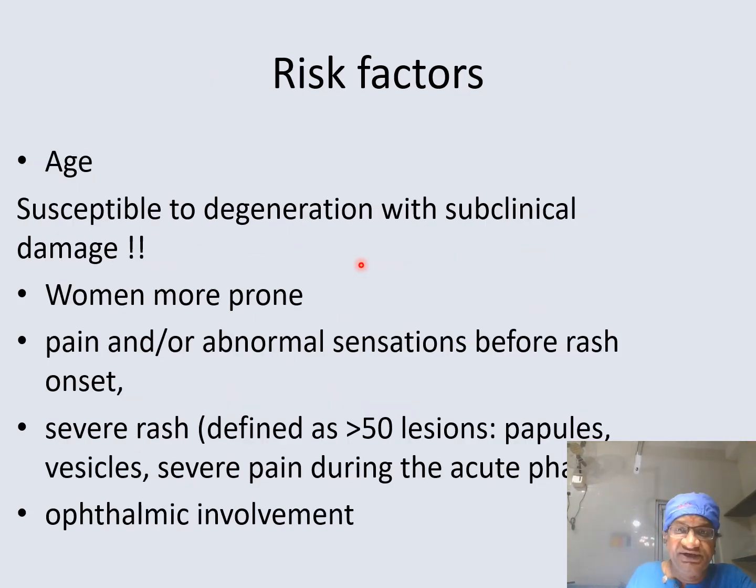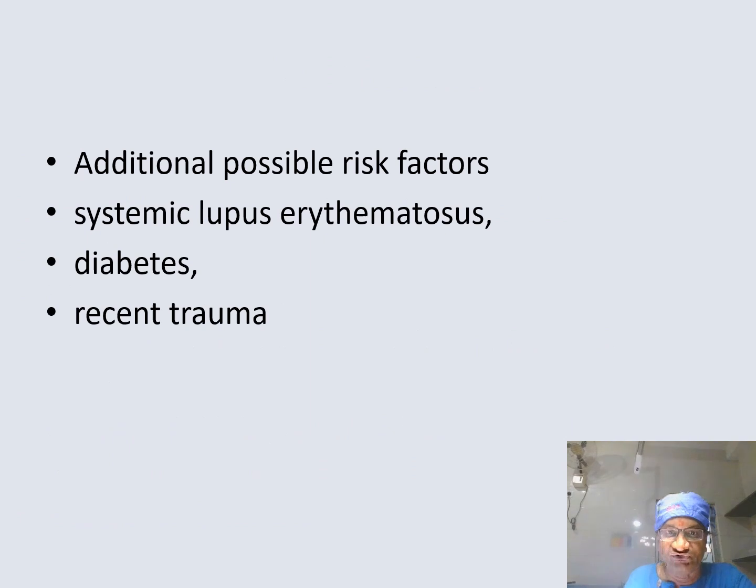So susceptible to degeneration, with subclinical women are more prone. Pain or abnormal sensations before the rash, severe pain, sometimes ophthalmic involvement also. Additional possible risk factors are systemic lupus erythematosus, diabetes, or a recent trauma. Commonly we get diabetes. Patient develops herpes zoster.